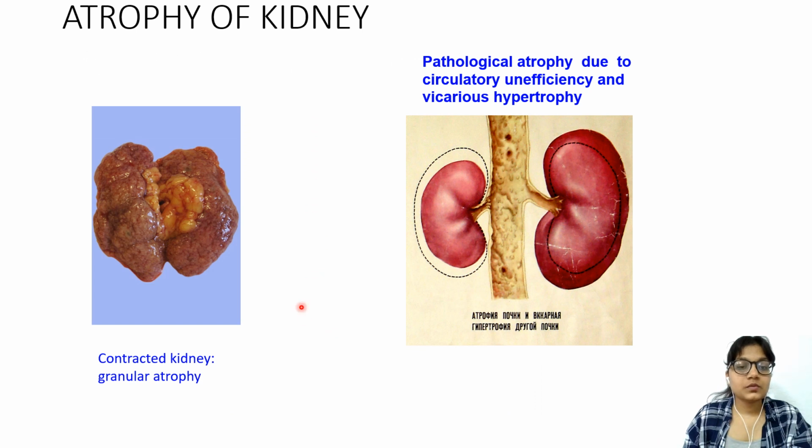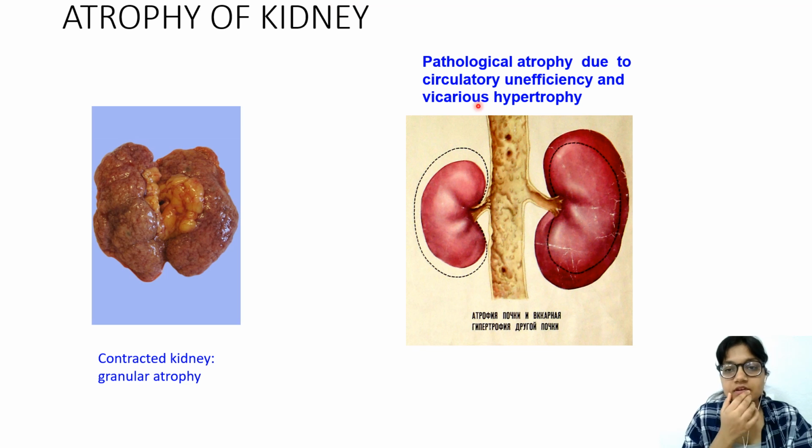So this is the atrophy of kidney. In the first picture we can see the contracted kidney. It is called granular atrophy because of its granular surface, and the parenchyma is atrophied, and also this type of kidney atrophy is mainly due to lower blood supply to the kidney or loss of nephrons. As we all know, the nephrons are the basic working units of the kidneys.